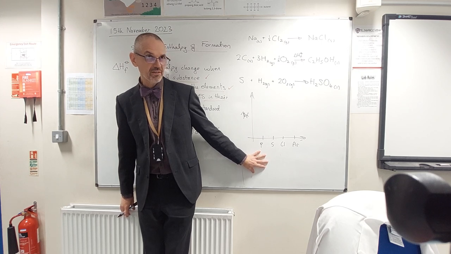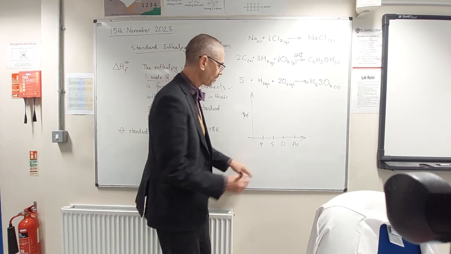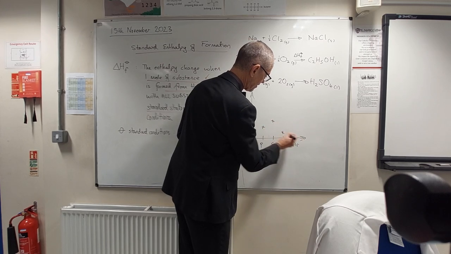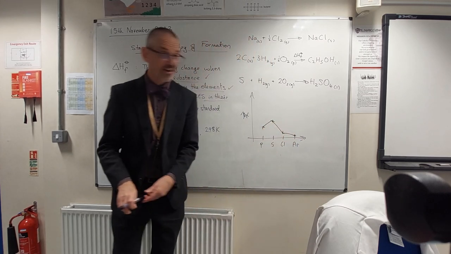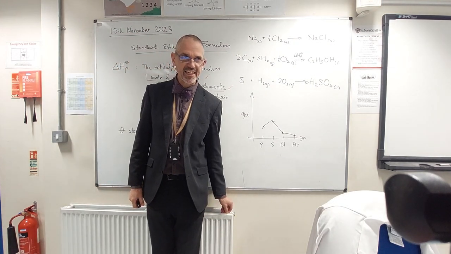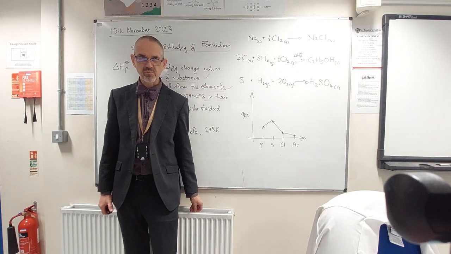Melting point or boiling point, it's kind of the same. You're not drawing a dip, you're drawing a bump. What's at the top of the bump? Phosphorus. No. Okay. Sulfur. Kind of looks like that. What is it that determines the melting point or boiling point of a molecule?